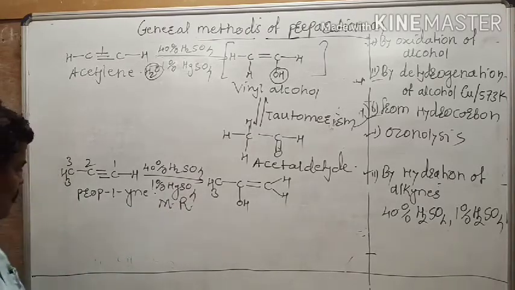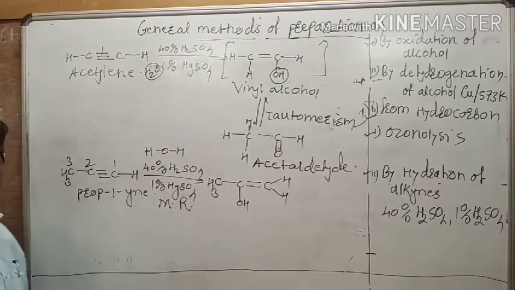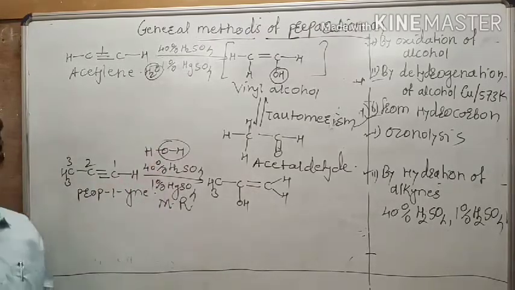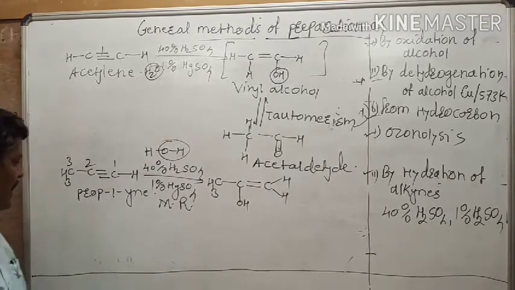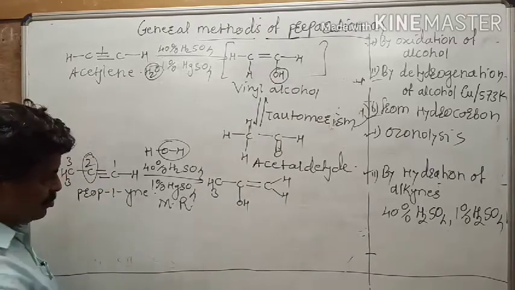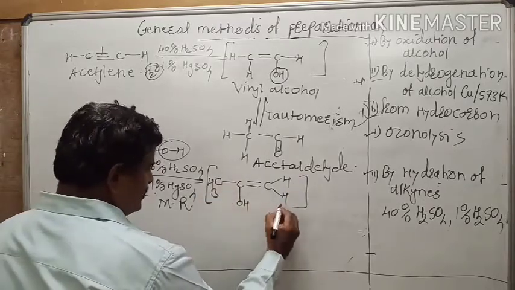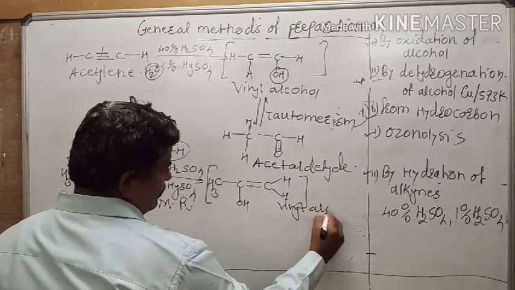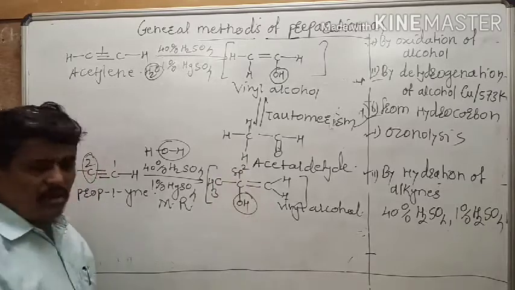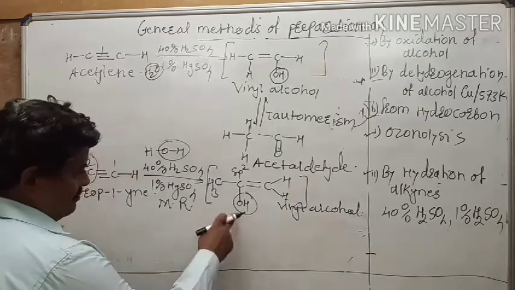So you remember Markovnikov's rule: in the addition of an unsymmetrical reagent to unsymmetrical alkynes or alkenes, the negative part of the adding reagent goes to the carbon having fewer hydrogens. So at the second carbon, the number of hydrogens is 0 and hence OH goes to this carbon. Now this is an unstable compound and this is also vinyl alcohol, because as you know, if any functional group is attached to an sp2 carbon, then it is considered vinyl. So this is vinyl alcohol.